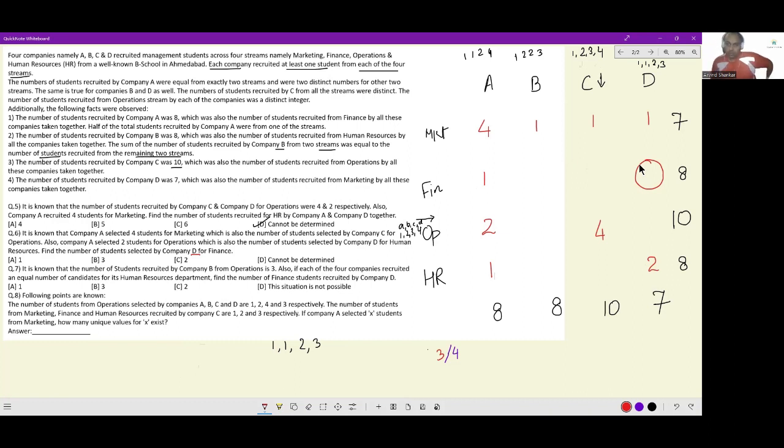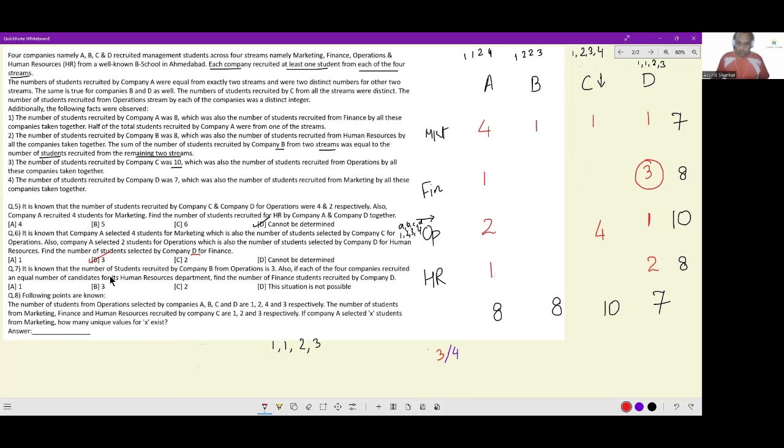Okay. I need what? Operations. I need, see, operations. I need a 1 somewhere. Can I get a 1 from B? No. There was a single 1 in B that is already used up. So 1 will necessarily come from D. And if 1 will necessarily come from D, now the column for D has 1, 1, 2, 3. 1, 1, 2 have been allocated. The only number left to fill up is 3. So how many students were selected by company D for finance? The answer will be option B, 3.